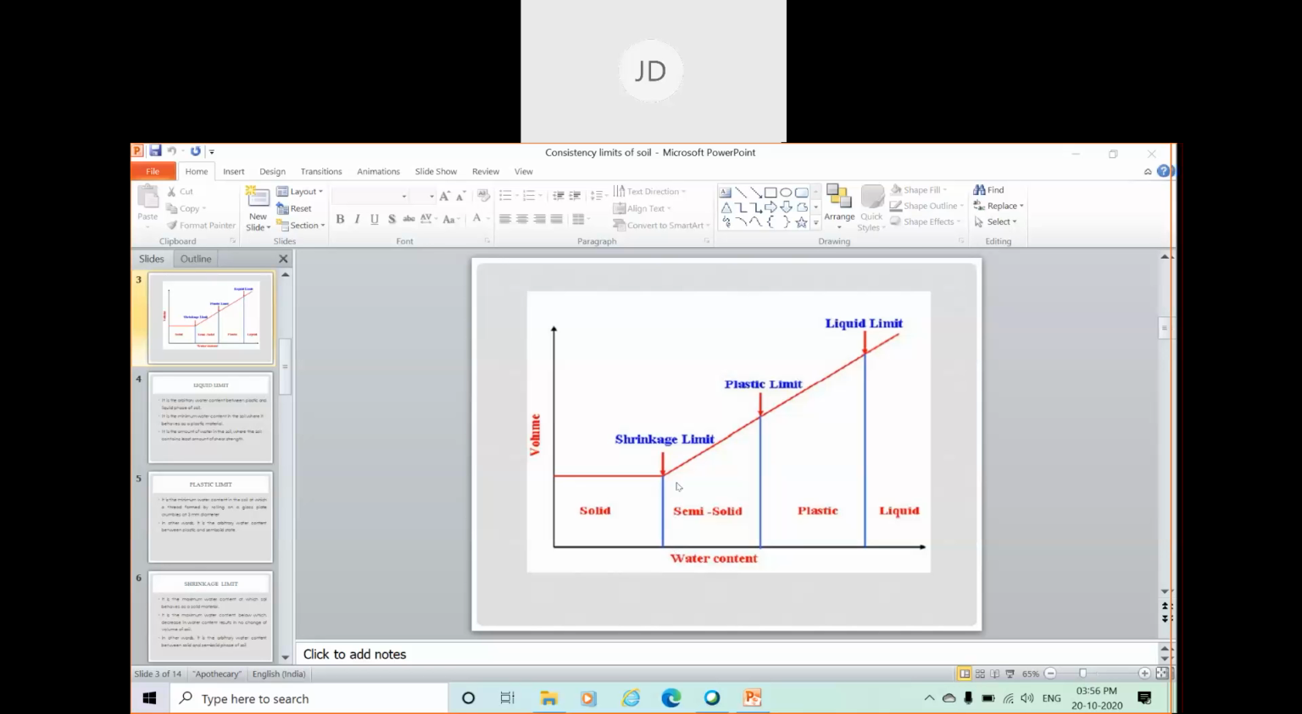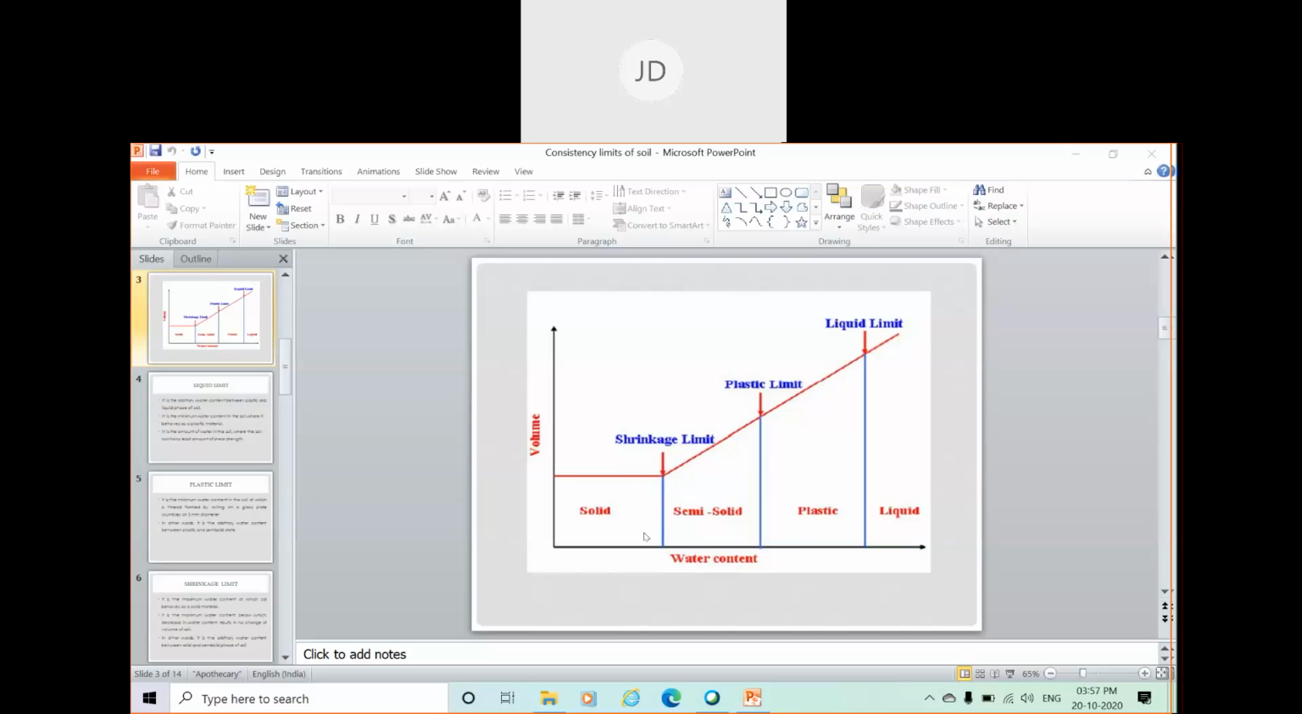Now if you increase the water beyond the shrinkage limit, what will happen? To sustain this additional water, the volume of soil will increase. Actually the volume of voids increases, not the volume of solid. More voids are created, and those voids are filled up with the additional water. As you increase the water content, the volume keeps increasing because the soil can hold the water. So this is the basic scenario of fine-grained soil.